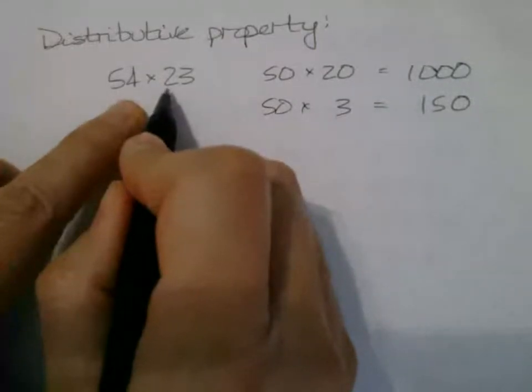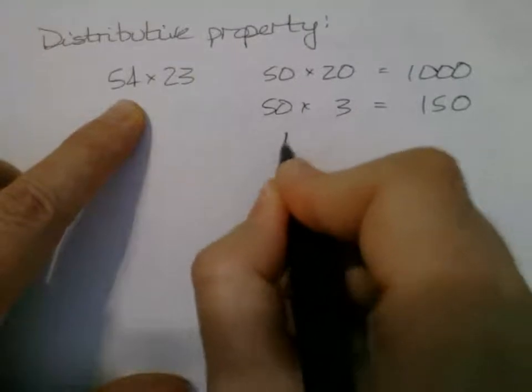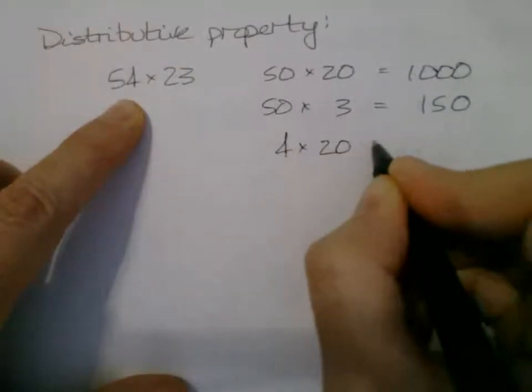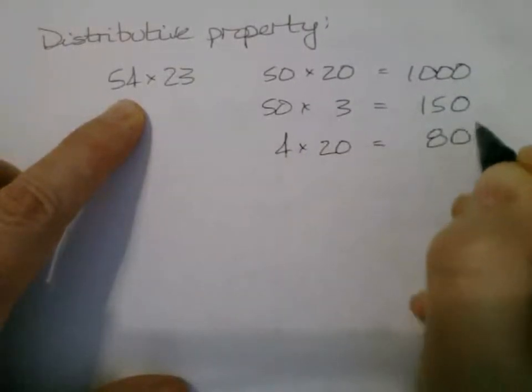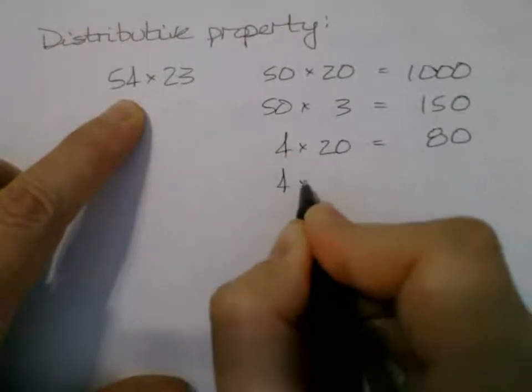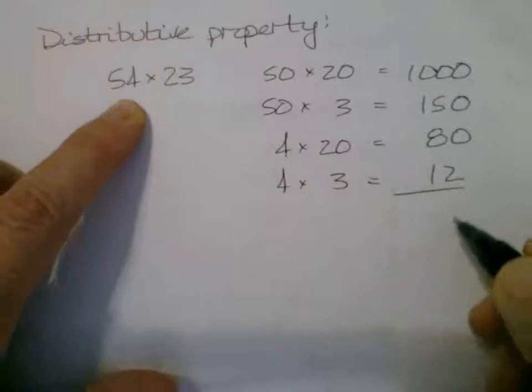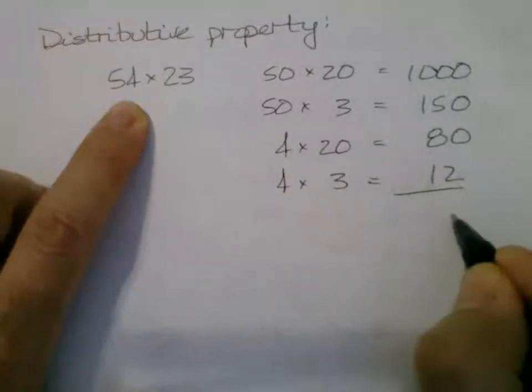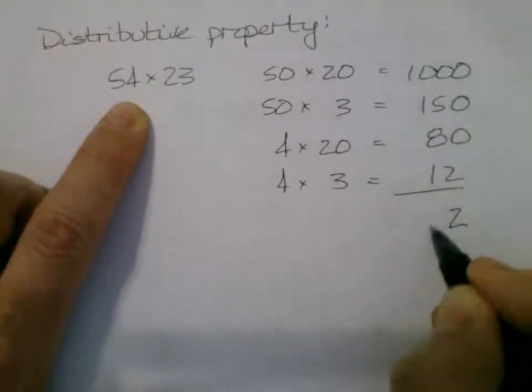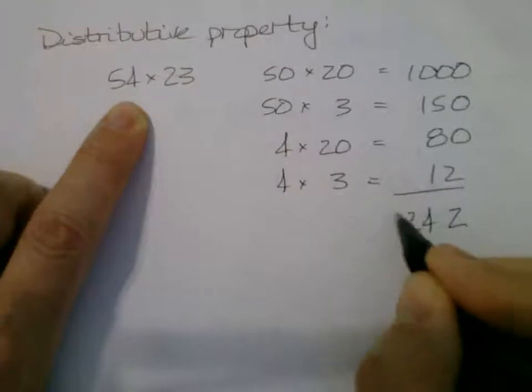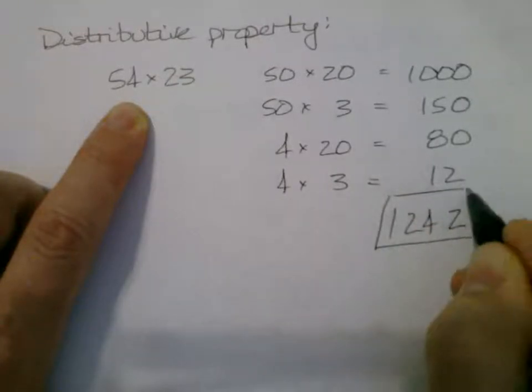And then this is 4 times 20, which is 80, and 4 times 3, which is 12. And now I've changed this into an addition problem. So I have 1,242.